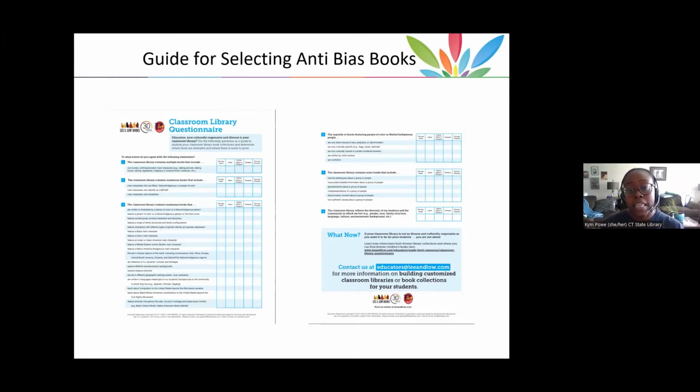It asks things like, this classroom library, so not individual books, but this classroom library contains numerous books that feature Native American or Indigenous main characters, or feature diversity throughout the year. Or this classroom library contains some books that include harmful stereotypes about a group of people, or misrepresentations of a group of people, right? So you're not going through things individually, you're looking at your collection as a whole.